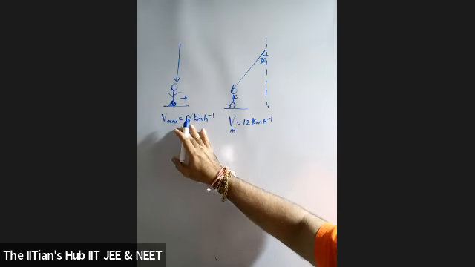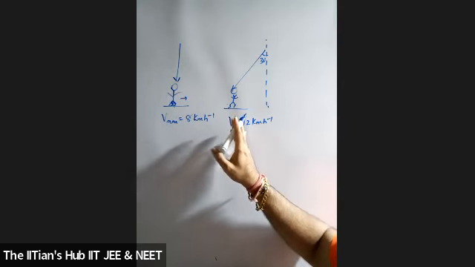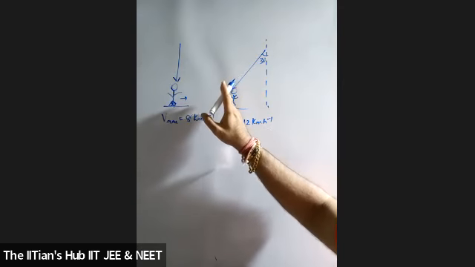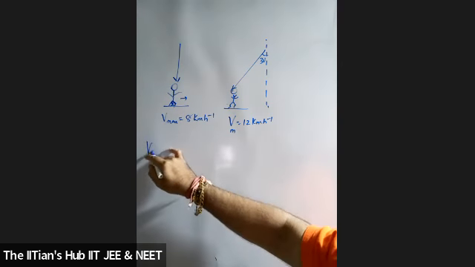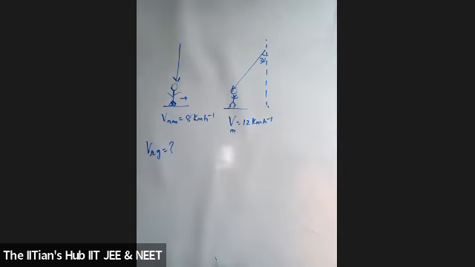Initially, when he was running with 8 kilometers per hour, the rain was vertical. But when he gains speed of 12 kilometers per hour, the rain is now hitting at an angle of 30 degrees with the vertical. Find the speed of the raindrop with respect to ground. Friends, is the question clear to all of you? Yes. Okay.